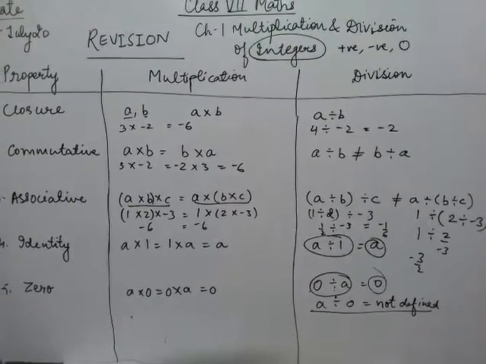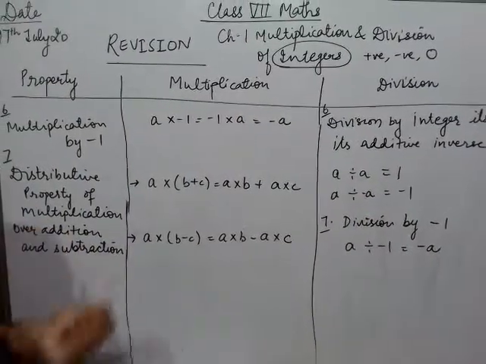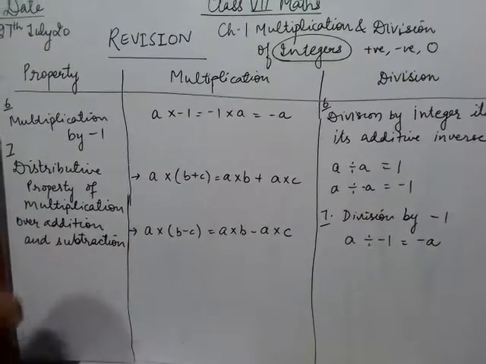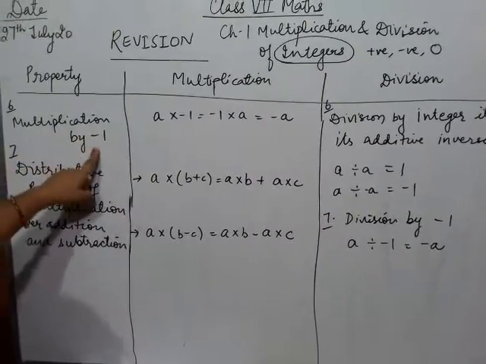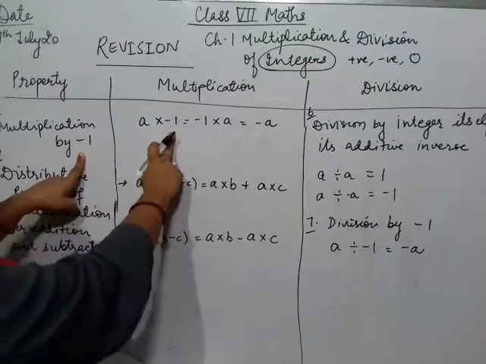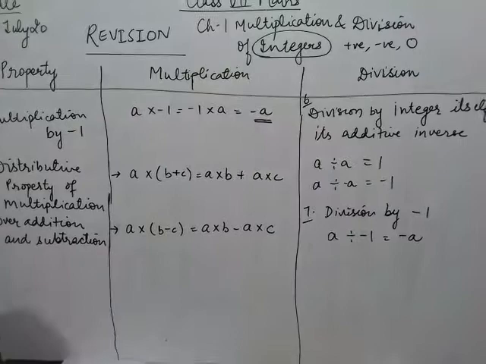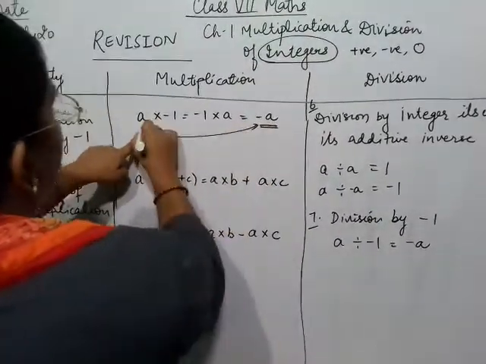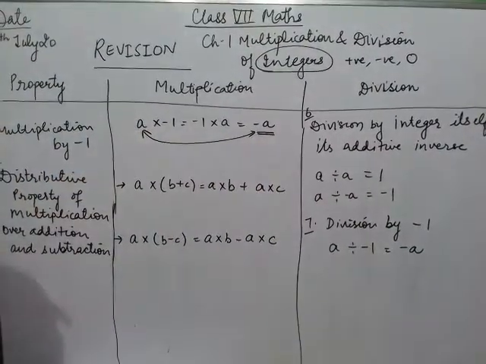Then we have different properties for multiplication and division. The previous 5 properties were the same for multiplication and division, but now the 6th property is for multiplication only, that is the multiplication by minus 1. If a non-zero integer is multiplied by minus 1, then we get the same integer but its inverse. Okay, that is called the additive inverse of a. Now when a is multiplied, we get minus a. This is the additive inverse.